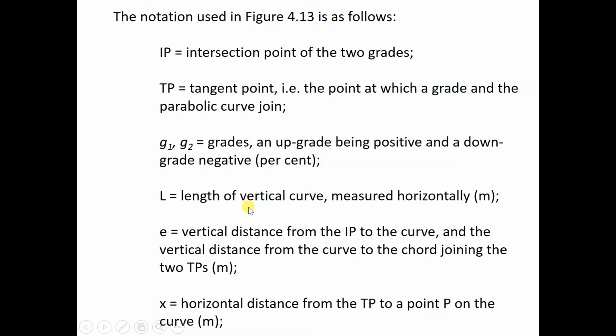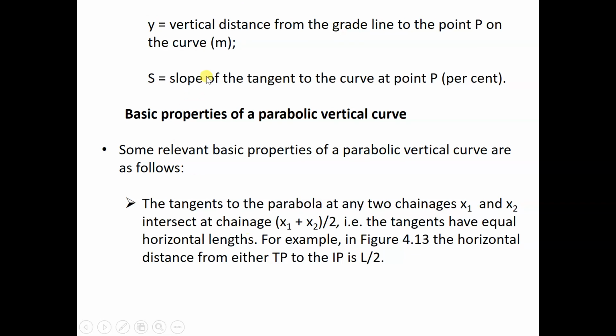So these are the things that we have mentioned. G1, G2 are the grades. L is the length. E is the vertical distance from the IP to the curve. X is the horizontal distance. Y is the vertical distance. S is the slope to the tangent to the curve. Basic property of the parabolic curve.